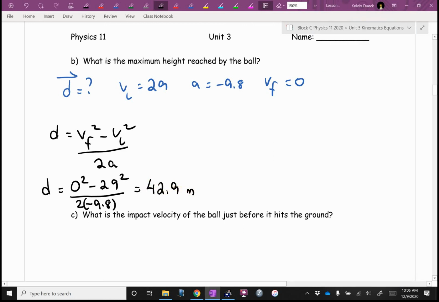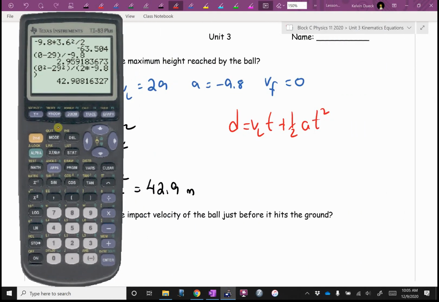Okay. Put your pencils down, look up. Let's suppose this was a test question, and I finished the test early. I could also use d equals Vi t plus a half a t squared and use my time answer from part A. So I might really quickly, either on a scrap piece of paper or in the margin, just get up my calculator and go 29 times, what was t? What did we get for part A? 2.96 plus 0.5 times negative 9.8 times 2.96 squared.